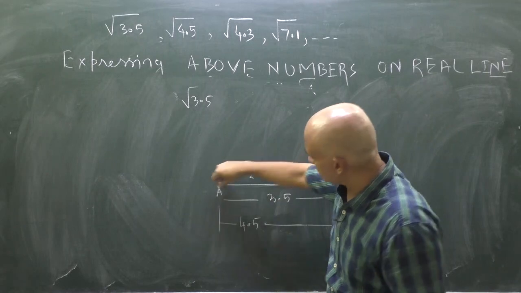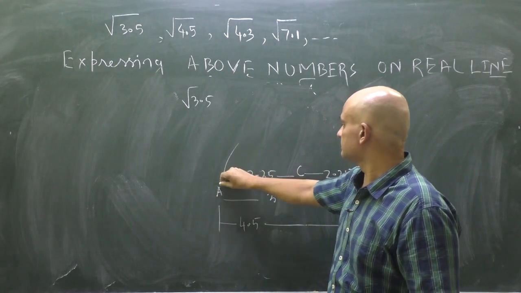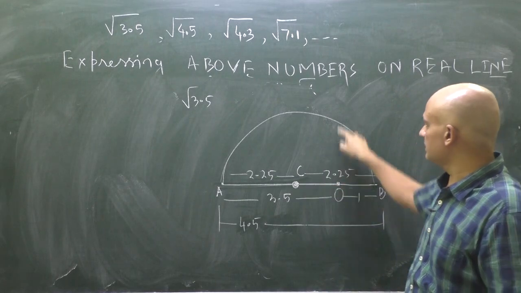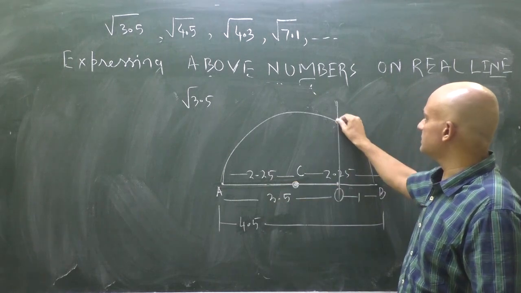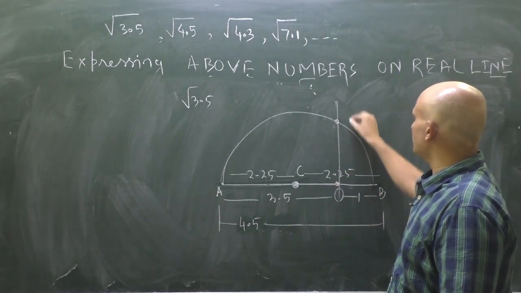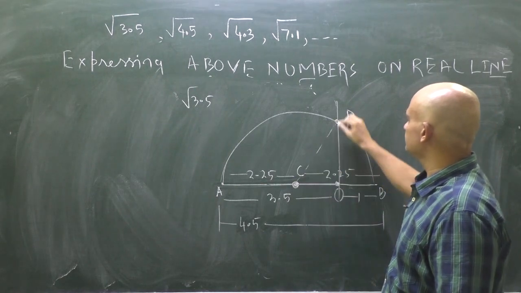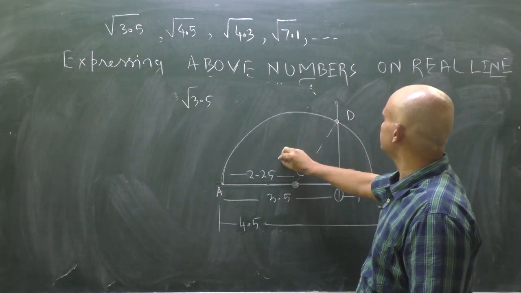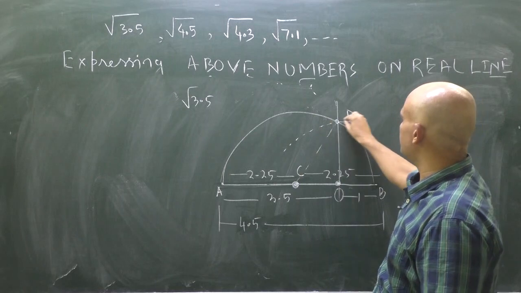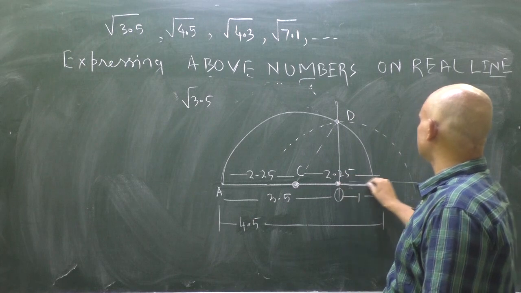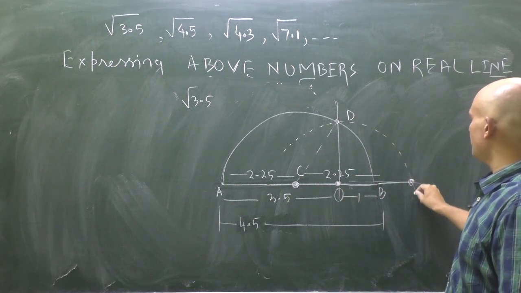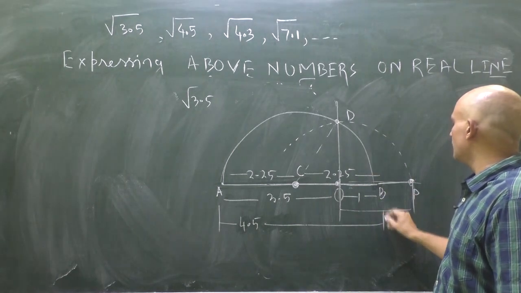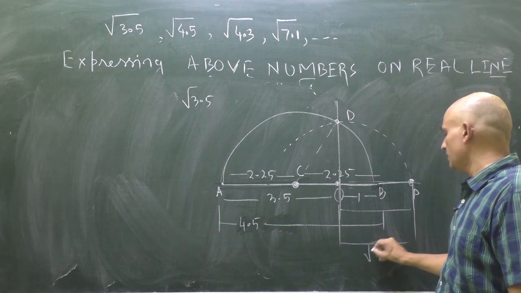Considering C as center and CA as radius, draw a circle. Draw a perpendicular at this point to the line AB, where this perpendicular intersects the circle, say this point is capital D. Now keeping O as center, draw a circle considering OD as radius. This circle will intersect the extended line at this point. Let the point be P, and the distance between O and P will be root 3.5.